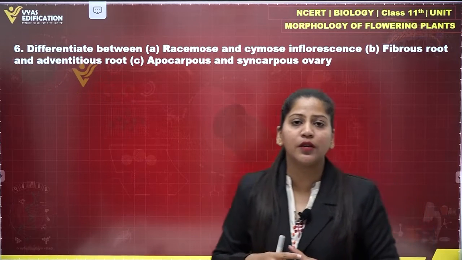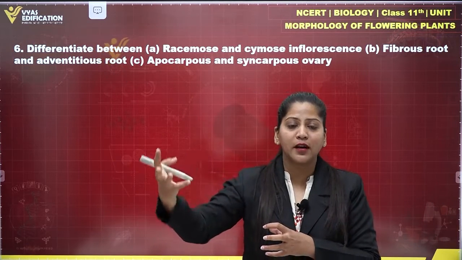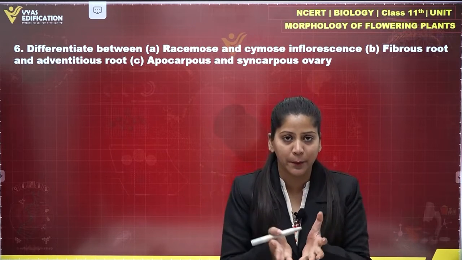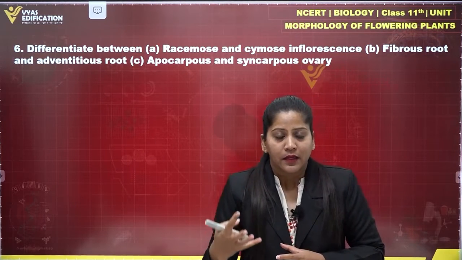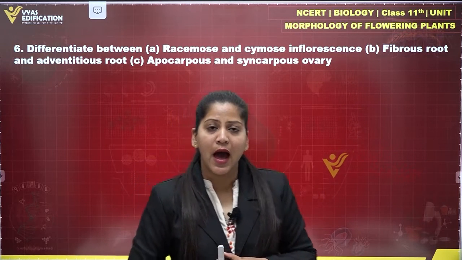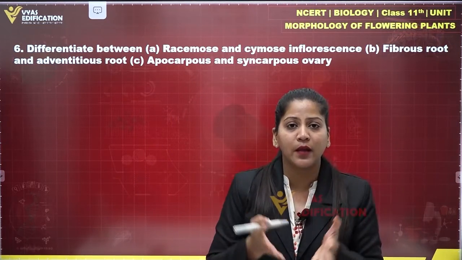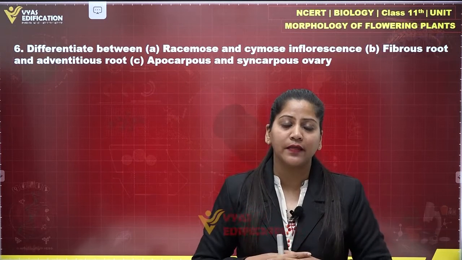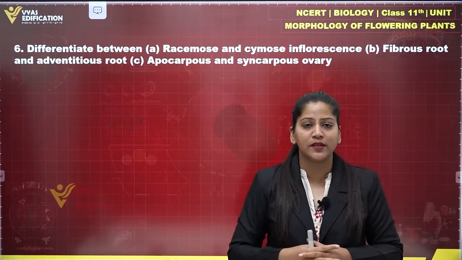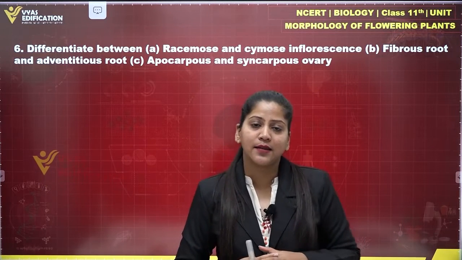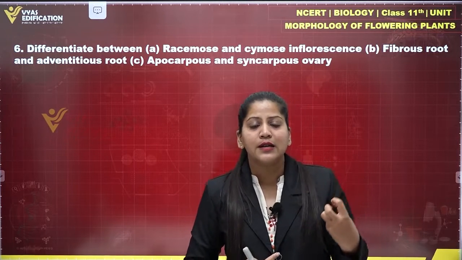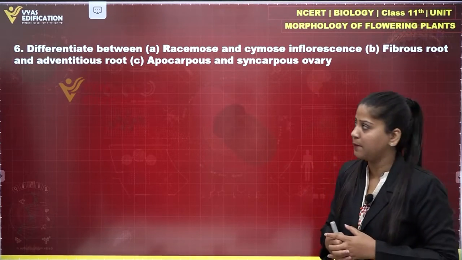That in racemose inflorescence, the new flowers are situated at the tip, whereas the older flowers are present at the base. The cymose inflorescence has younger flowers at the base and the old flowers at the tip. The main axis continues to grow in racemose, and the main axis has limited growth and terminates into a flower in case of cymose inflorescence.